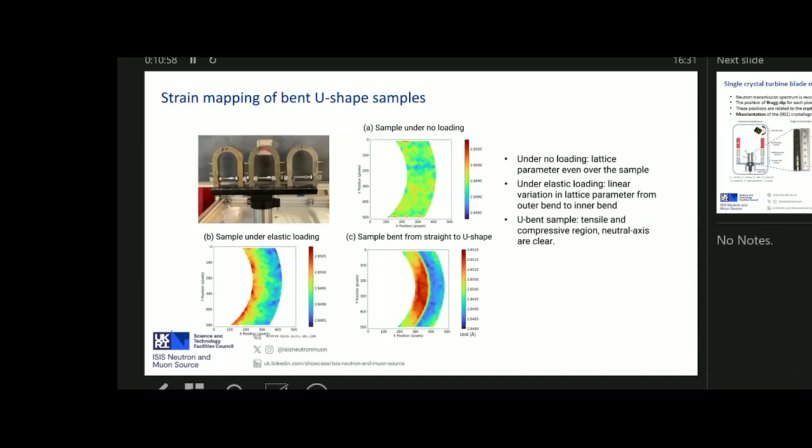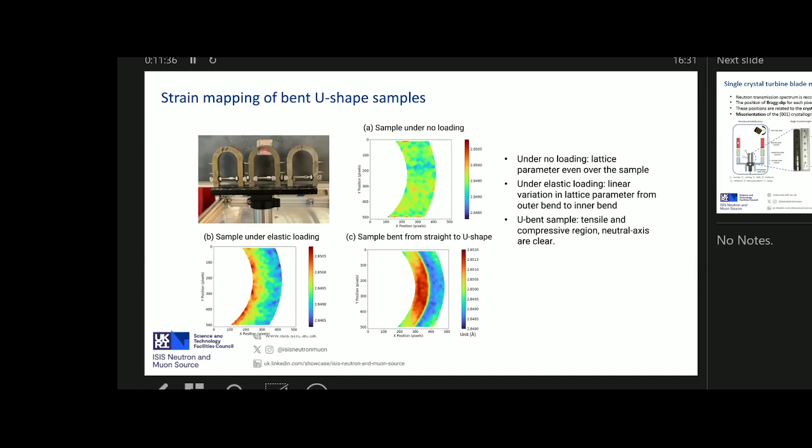And another example is about these three U-shaped samples. Two of them are EDM manufactured into this U shape. The first sample is measured with Bragg edge imaging without applying any load, so it is stress-free. And the second one is measured under elastic load. And the third one is originally a straight bar, but then it is U-bent into a U shape, so that introduces a lot of plastic deformation.